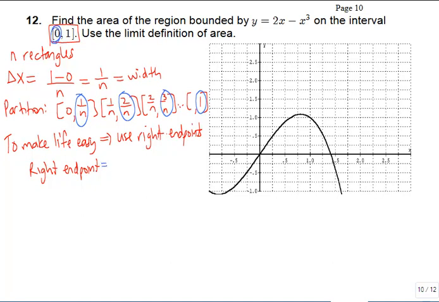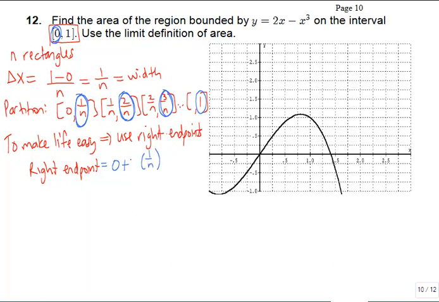You always start with your initial left endpoint 0, and from there you're going to be adding the appropriate number of widths depending on which rectangle you're looking for. So if I want the first rectangle, I want to go over a width of 1 over n to get to this first right endpoint. For the second rectangle, I want to go over 2 1 over n's, which is why I got 2 over n here. For the third rectangle, I want to go over 3 1 over n's, which is why I got 3 over n.